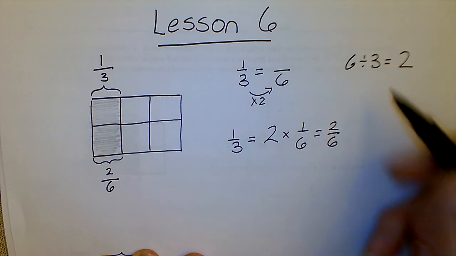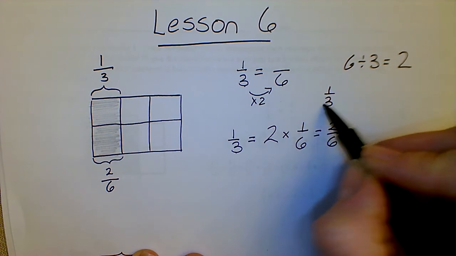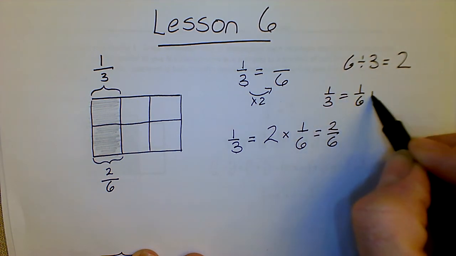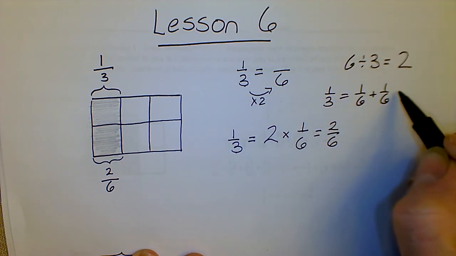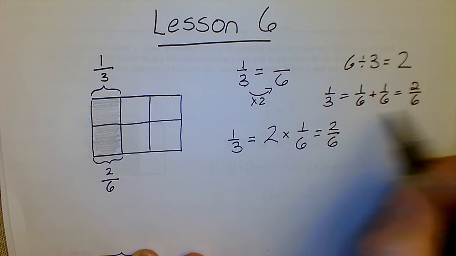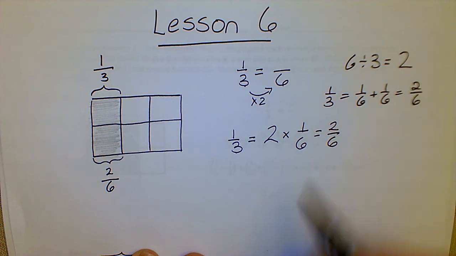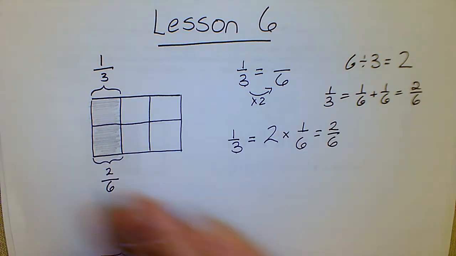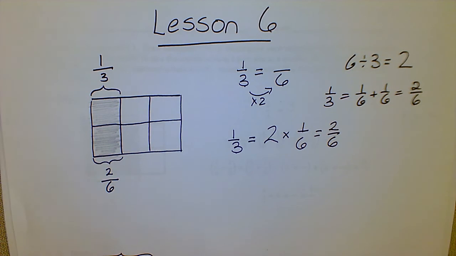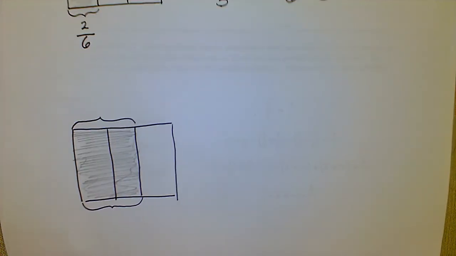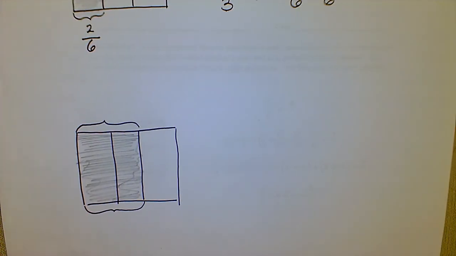Another thing you could have said was that 1/3 is equal to 1/6 plus 1/6, which is equal to 2/6. And since I was adding 1/6 2 times, it's going to be 2 times 1/6. So that's all the ways that we did it yesterday with a unit fraction. Now let's try it with something that's a little different from a unit fraction.